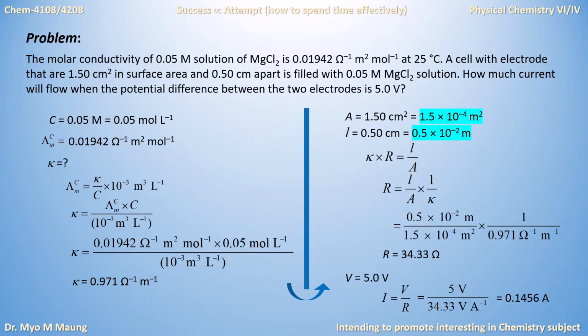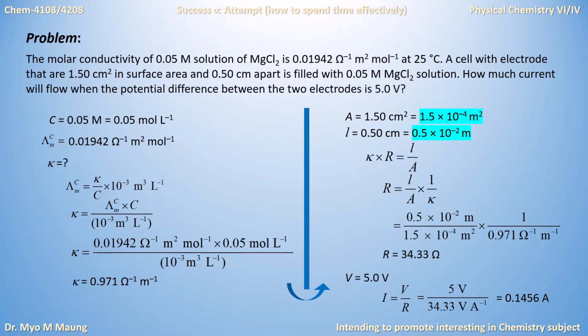The molar conductivity of 0.05 molarity solution of MgCl2 is 0.01942 per ohm, square meter, per mole at 25 degrees Celsius. A cell with electrodes that are 1.50 square centimeter in surface area and 0.50 centimeter apart is filled with 0.05 molarity MgCl2 solution. How much current will flow when the potential difference between the two electrodes is 5.0 volt?